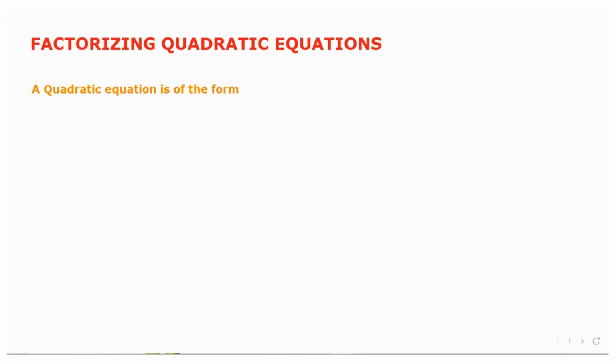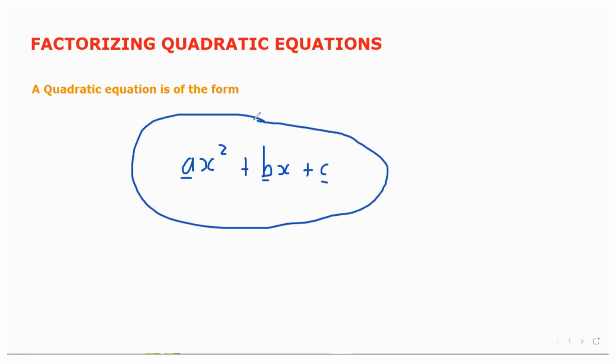Guys, so today we'll be learning how to factorize quadratic equations. Alright, so first off, a quadratic equation is of the form... So what is the form? It's of the form ax squared plus bx plus c, where a, b, and c are constants, meaning it could be any number, negative or positive. But this is the general form of the equation.